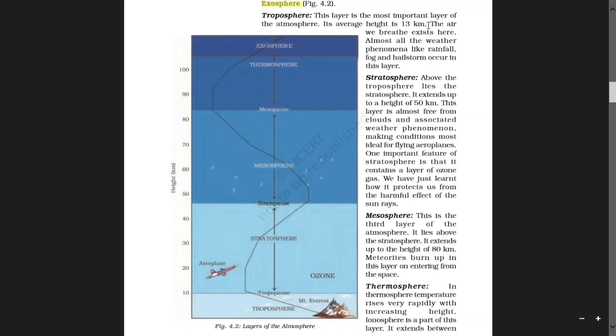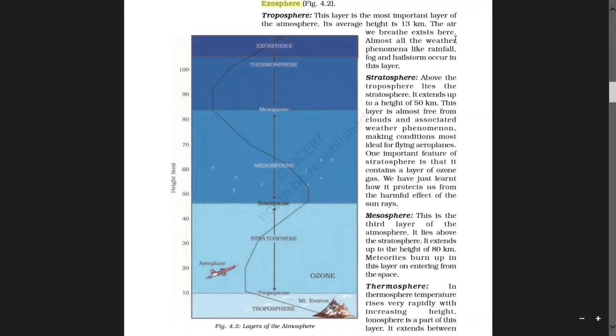Its average height is 13 kilometers. If you go higher and higher, you will find that this layer is up to 13 kilometers from the surface of the earth. The air we breathe exists here. Okay, the air which we breathe exists here in the troposphere.